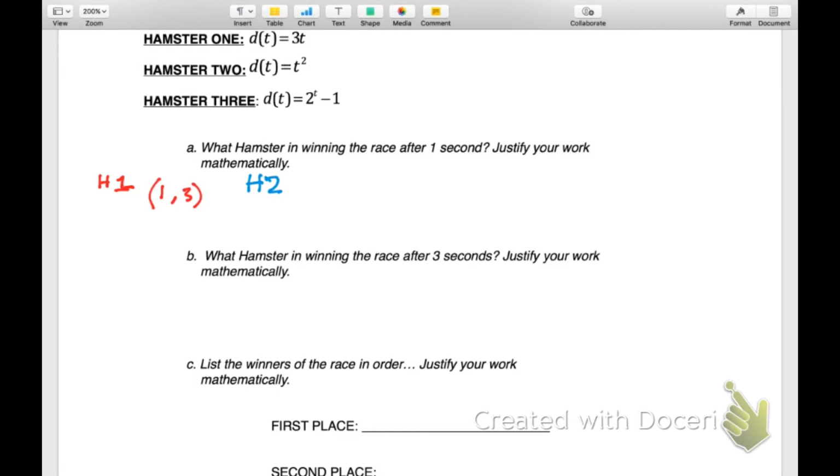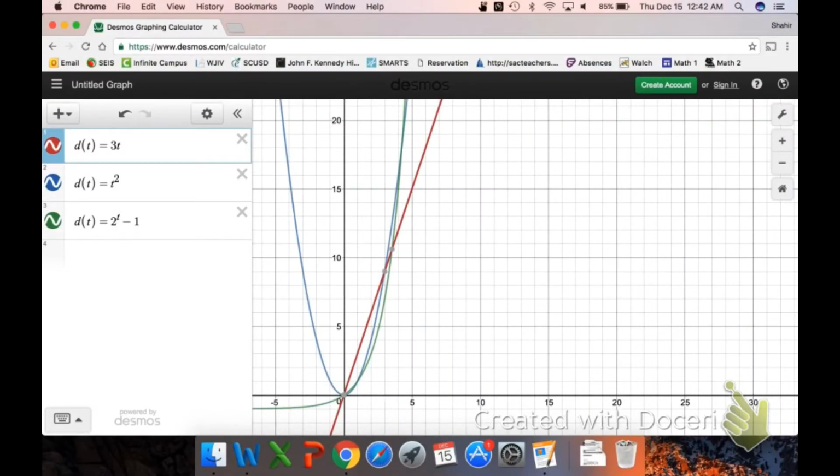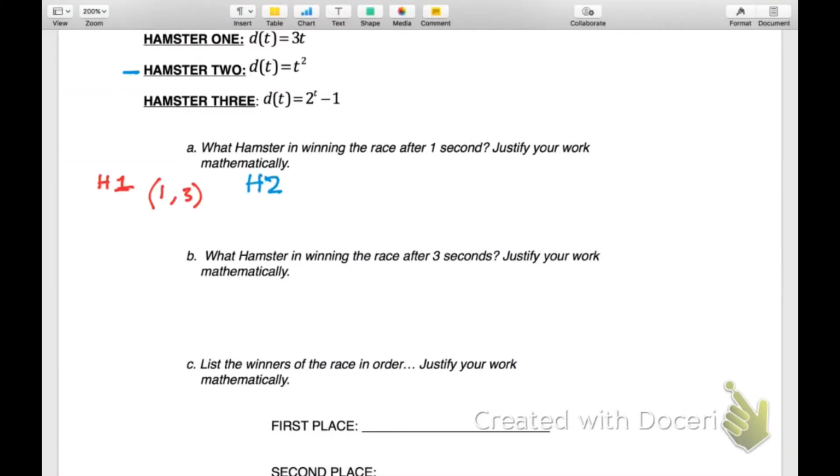So hamster 2. And again, we got to go back to decimals. And again, we're looking for the hamster in blue. The t-squared, so it's going to be a parabola. So hamster 2 in blue, after 1 second, he is 1 meter. Okay, so right there, so 1, 1. So after 1 second, this hamster is 1 meter ahead in the race. Okay, so going back to hamster 2, after 1 second, is 1 meter ahead in the race.